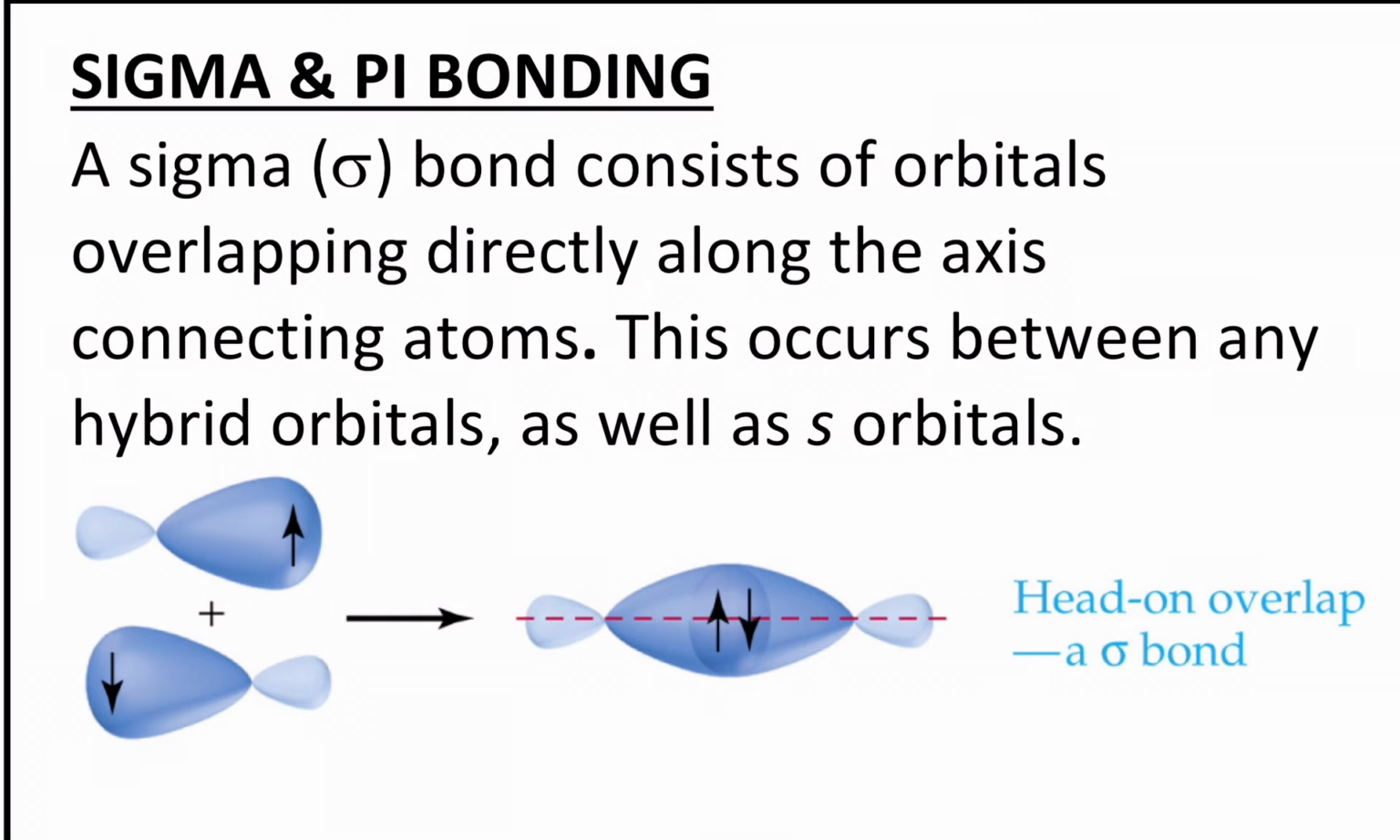And in front of you, I first have just a definition that distinguishes a sigma bond from a pi bond. A sigma bond is when you have electrons and their orbitals overlapping directly along the axis connecting those atoms. So this happens between any hybrid orbitals, which we're going to talk about in a moment, and any just regular old s orbital. So these are a pair of hybrid orbitals, and when they meet face to face, you get what's called a sigma bond. It's the strongest kind of bond we have.